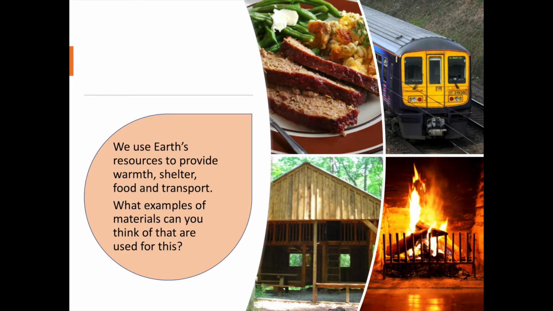So to start with, thinking about the different resources that we use, we use different Earth's resources to provide warmth, shelter, food and transport. What examples of materials can you think of that are used for this? I've got 4 images on the slide to give you prompts for these. Looking at warmth, shelter, food and transport, what materials have we sourced from the Earth in order to do these things?